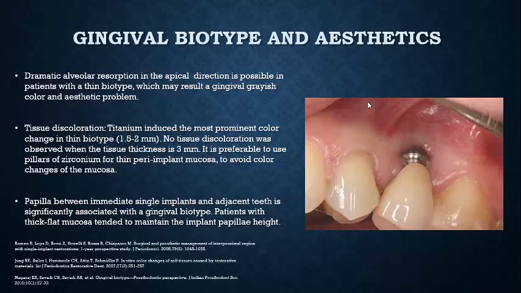So there's a well-known study by Tarnow. They said if we have more than 4 to 5 millimeter distance between the contact point and the crestal bone loss, we will have less chance of papilla formation, and we will end up with a black triangle.